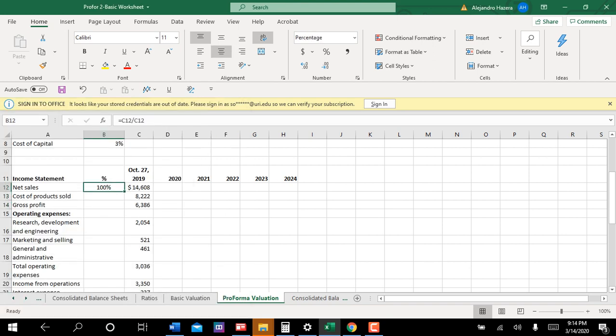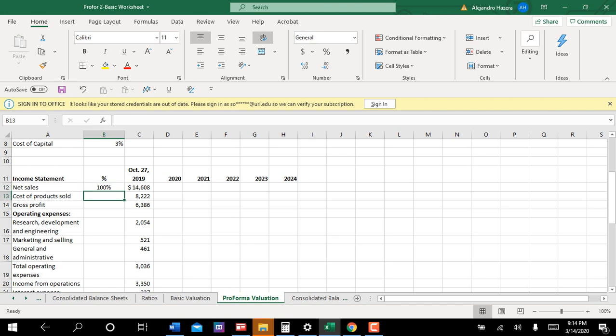Okay, so obviously sales is 100% of itself. But of course that number is not very interesting. What is interesting is the percentage of sales that all the other numbers constitute, such as cost of goods sold, gross profit, and all the expenses. R&D, research and development, might be interesting for a company like this, because this company is the type of company that cannot survive without research and development.